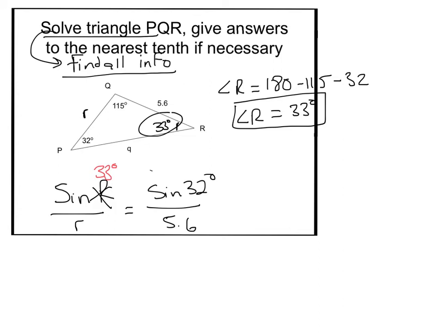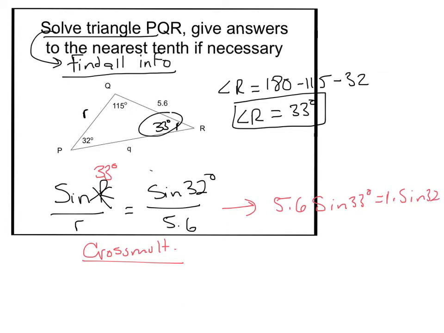So now I'm going to cross multiply. This turns into 5.6 times sine 33 degrees is equal to r times sine of 32 degrees. I'm solving for r, so I divide by sine of 32 degrees on both sides. Please make sure that you put this in parentheses before you work it out on your calculator. These cancel, and r is going to equal, well, go through your calculator and make sure you get the same answer I do.